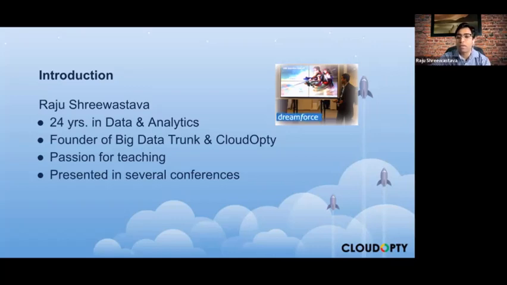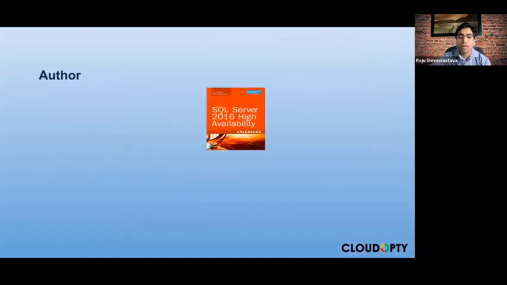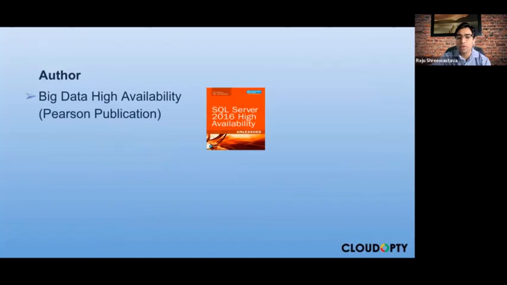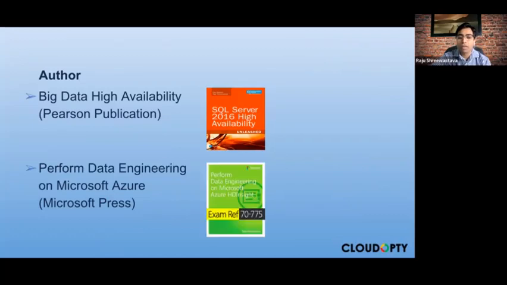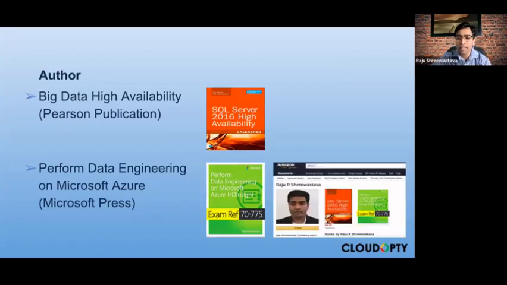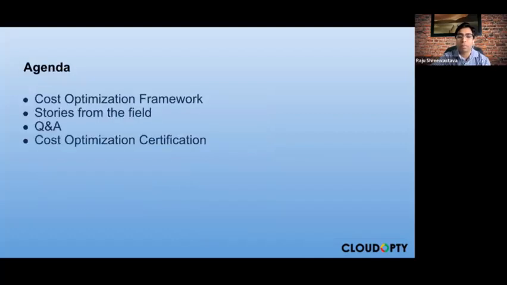This is me at the Dreamforce conference. This is Silicon Valley Coding Camp. I've been fortunate to be the author of 2 different books, one for Pearson publication, Big Data High Availability, and the other for Microsoft Press, which is on Microsoft Azure. All of that is available on Amazon. Feel free to reach out to me and connect on LinkedIn if you wish to. Happy to connect with people through these kinds of conferences and other places. So that's briefly about me, and let's get into the topic.